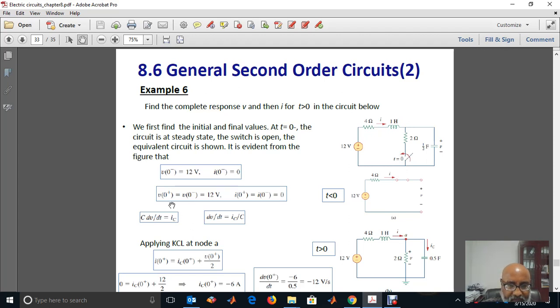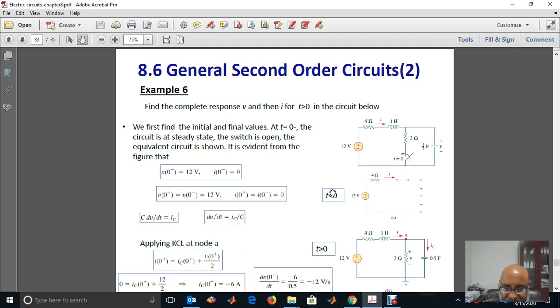Now we found V at 0 and I at 0, 0. And what is C dV by dt? C dV by dt is IC, and dV by dt is IC over C. So the derivative of the voltage at t equals 0 is IC at t equal to 0 divided by C.